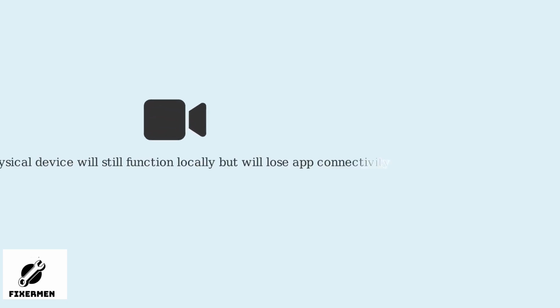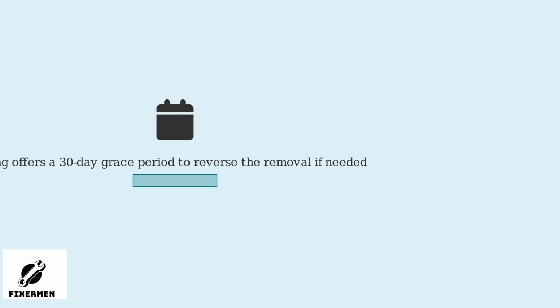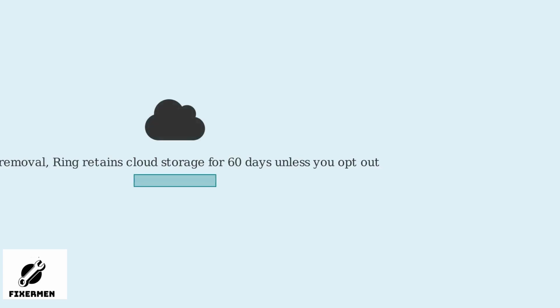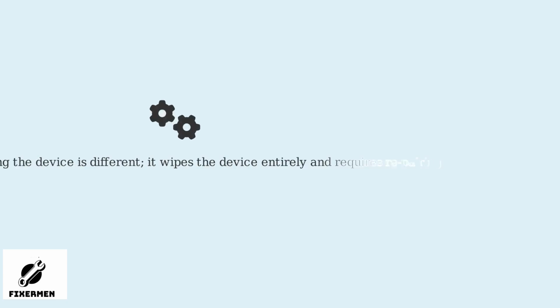The physical device itself will continue to function locally for basic operations, but it will lose all connectivity with the Ring app. Ring provides a 30-day grace period during which you can reverse the removal if you change your mind or make a mistake. After removal, Ring continues to retain cloud storage for 60 days, unless you specifically opt out of this retention period. It's important to note that factory resetting the device is completely different from app removal. A factory reset wipes the device entirely and requires repairing if you want to use it again.